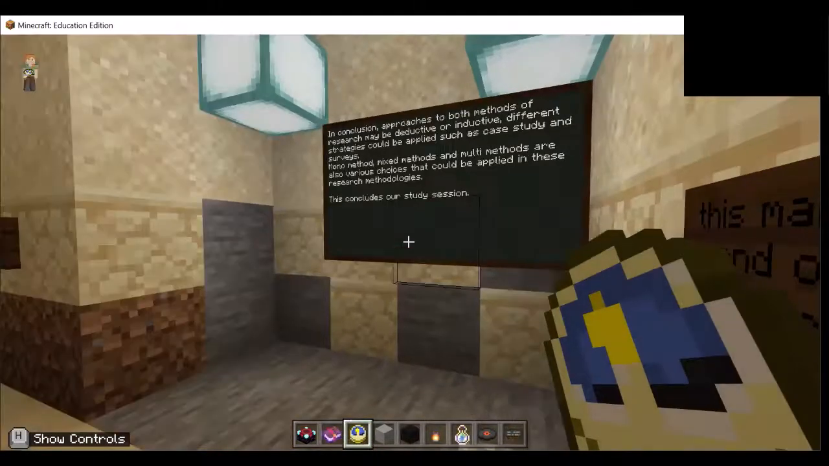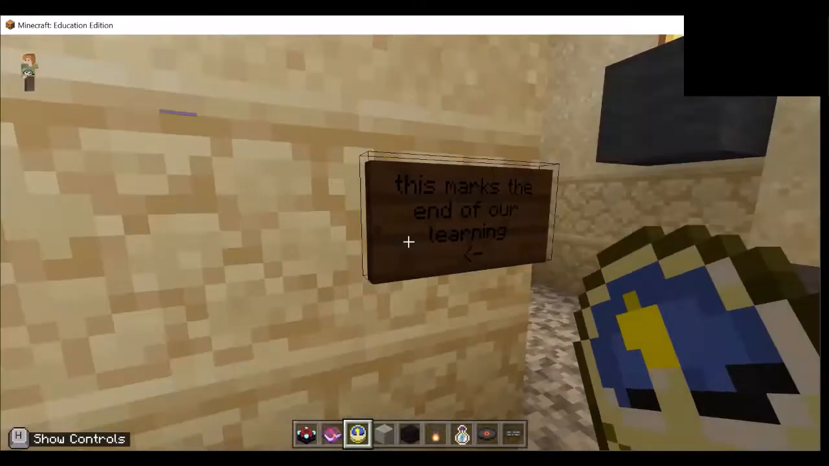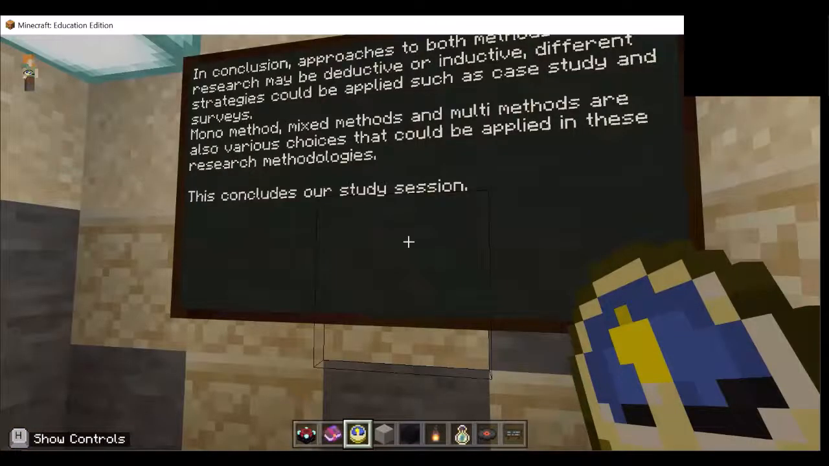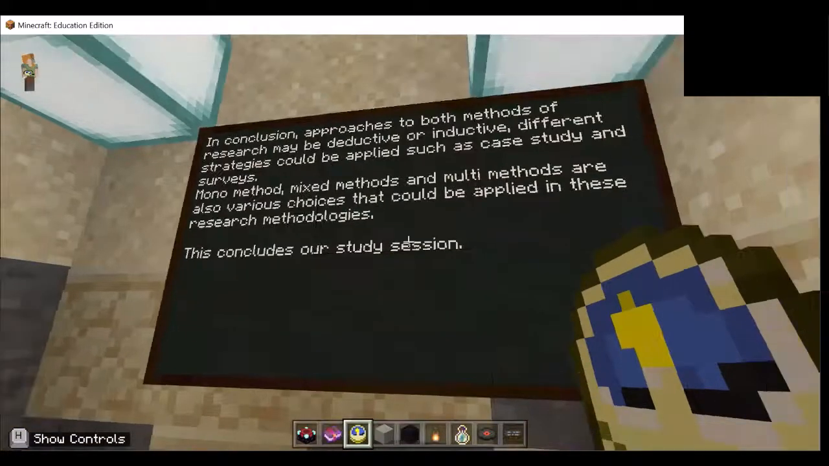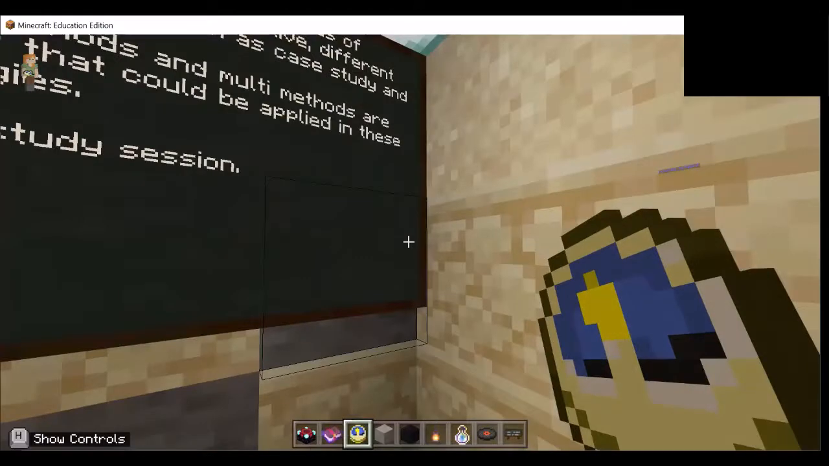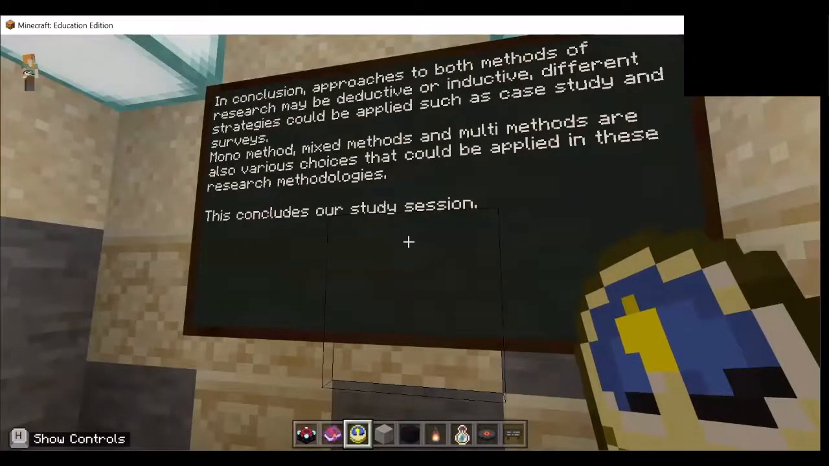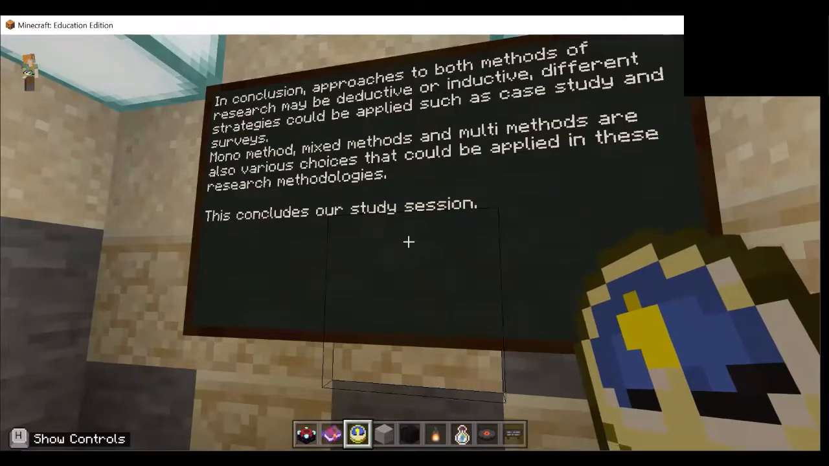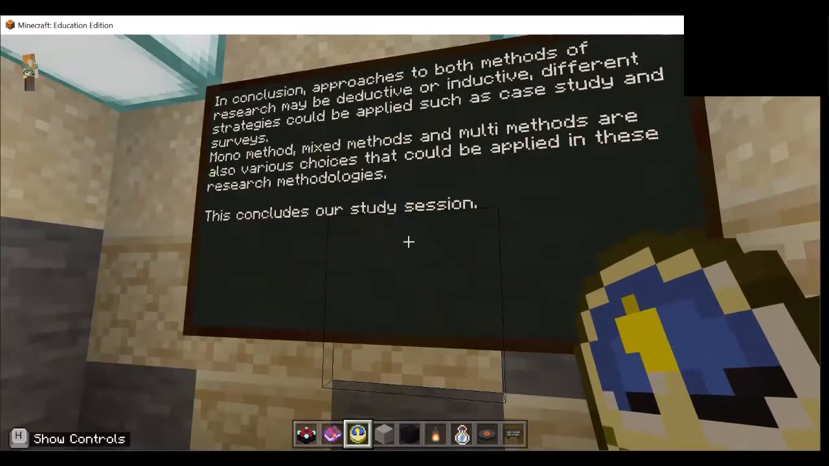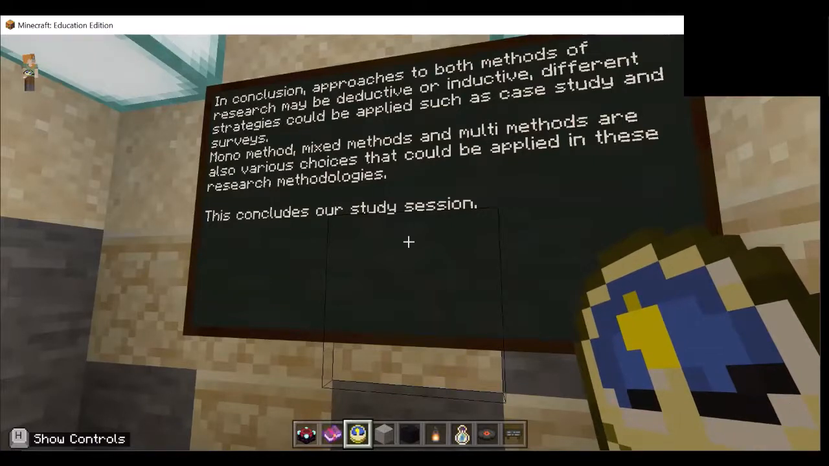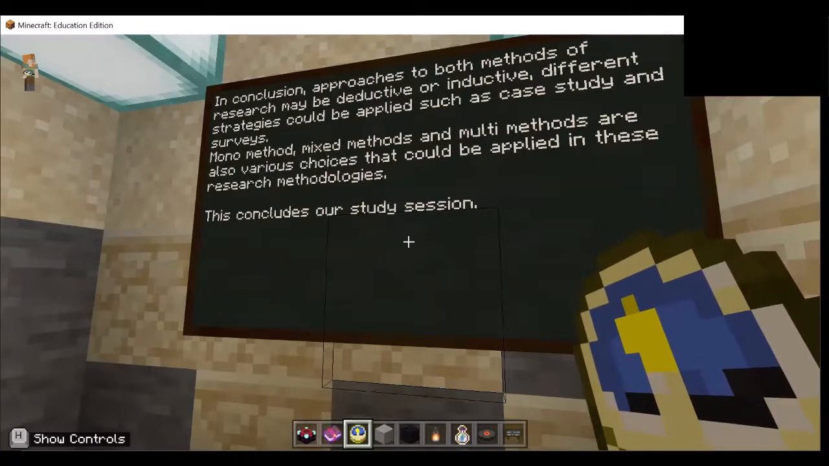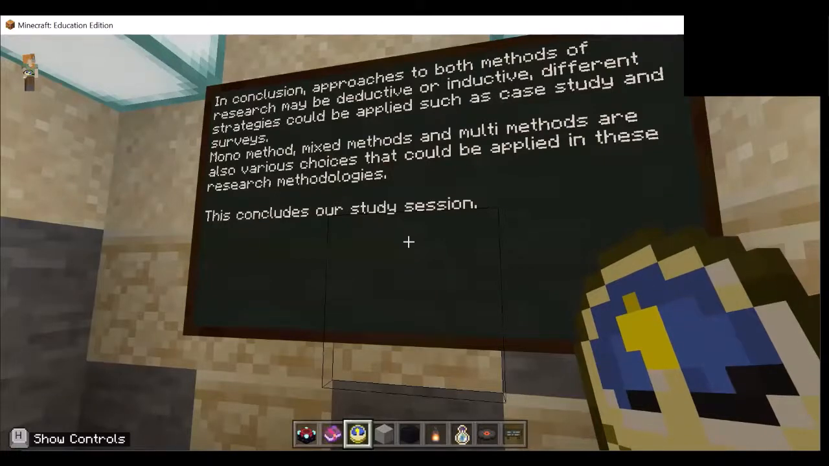Oh, here there's another poster that tells us that this marks the end of our learning. So I guess this is the last poster, this is called a poster and this one is called a signpost. Okay, so this is the last poster. In conclusion, approaches to methods of research may be deductive or inductive. Different strategies could be applied, such as case studies and surveys, mono methods, mixed methods, and multi methods. There are also various strategies that could be applied in this research methodology. And this concludes our study session.